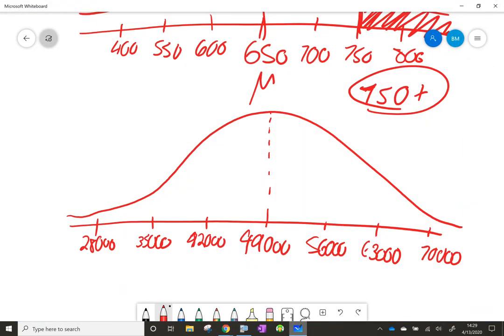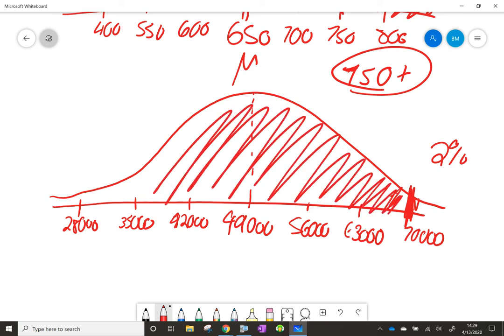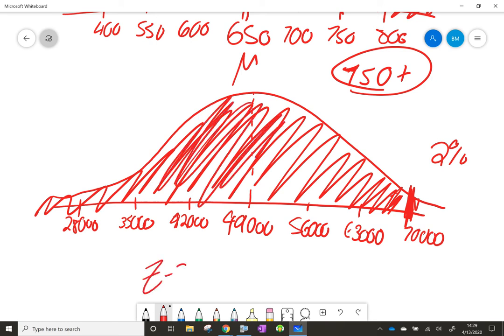Okay, if you're going to use the calculator, let's do non-calculator first, and we'll try it with the calculator second. So if you're not using a calculator, top 2% up here means wherever this is, and I'm just putting a random line. It's not at 70,000, but we'll say it's around there, right? We need an area of 98% over here, so we need a z-score that's going to be equal to 98%.